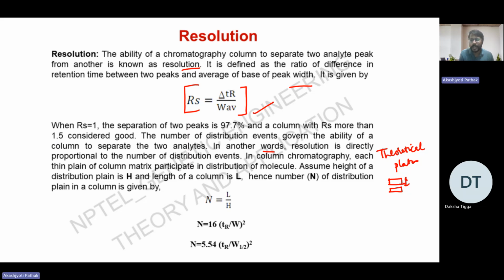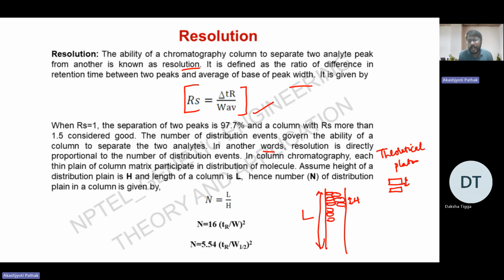The number of theoretical plates and the height of each of these plates matter. The height is h and the length of the column is L. So the number of distribution plates in a column is given by n equal to L by h. Basically you have your column, and if you imagine that your column has different theoretical plates, each of these theoretical plates has a particular height h, and L is the length of your entire column.